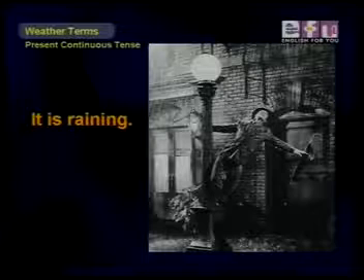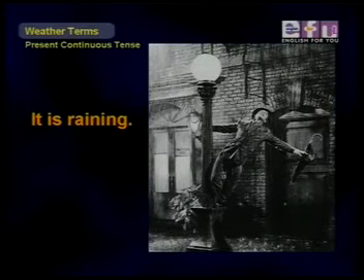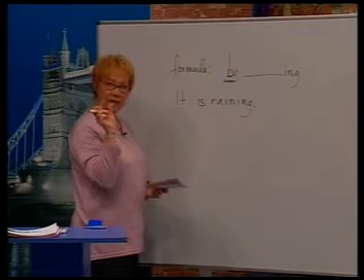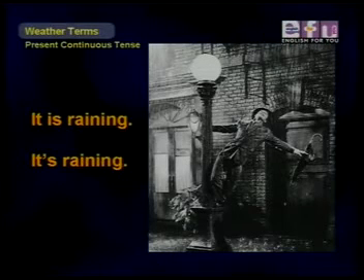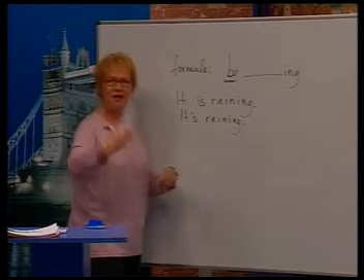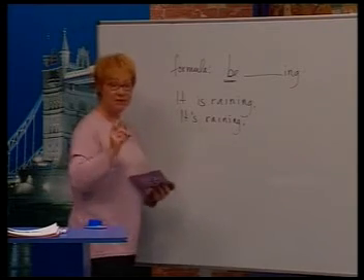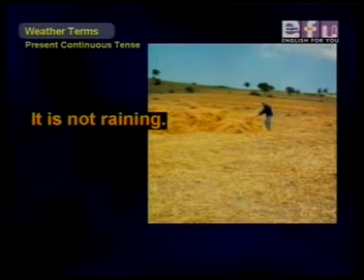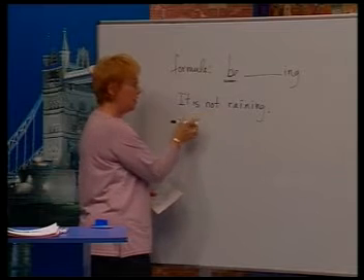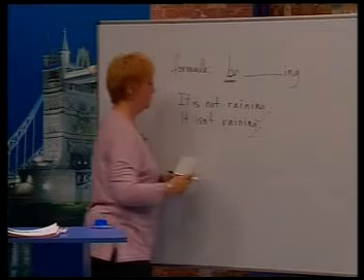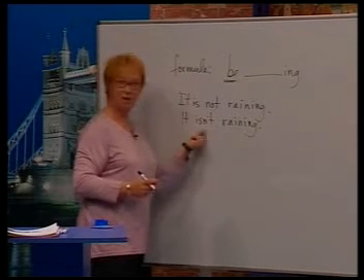This is what it looks like. It is raining. If we make it a little shorter, it's raining. Okay, we saw this before. It is raining. It's raining. Now, this is what it looks like in the negative. It is not raining. And then to make it shorter, it isn't raining. It is not raining. It isn't raining.